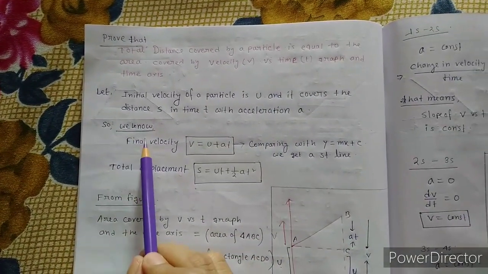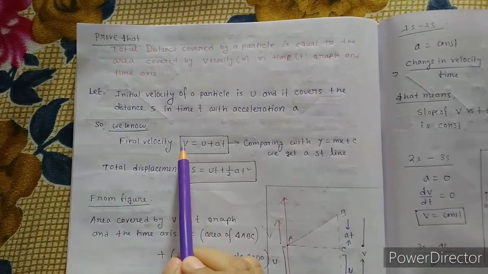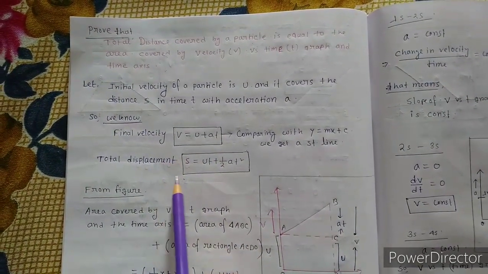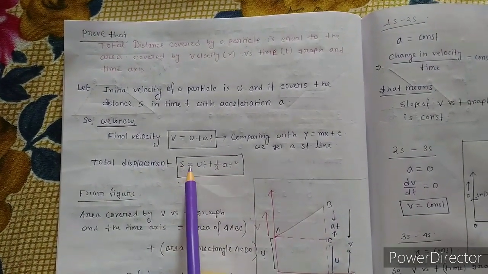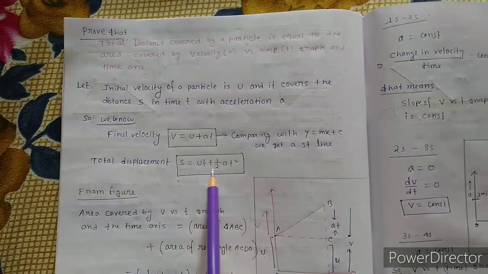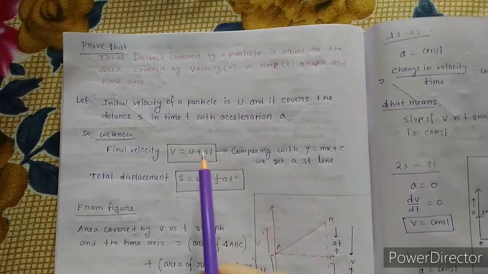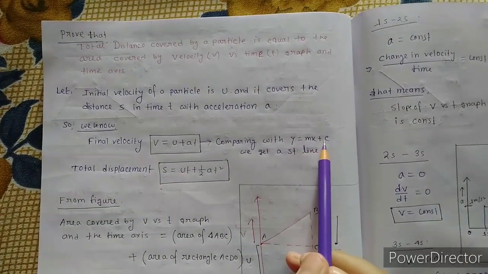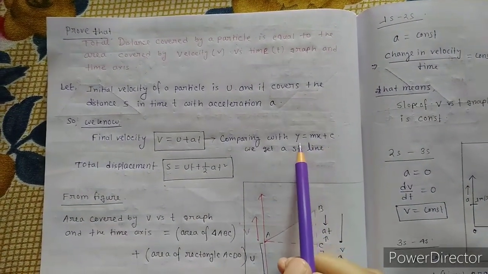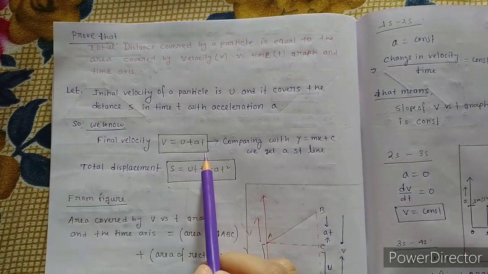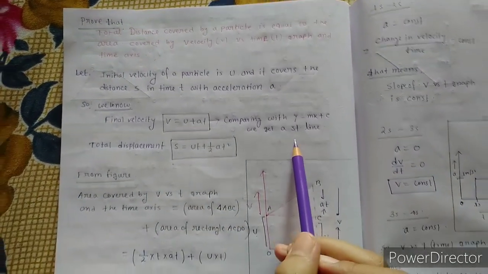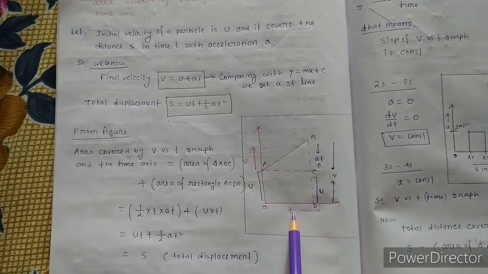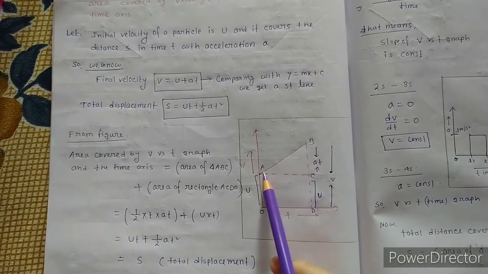So, we know the final velocity of the particle v equals u plus at, and the total distance covered by the particle in time t, s equals ut plus half at square. Now comparing this equation with y equals mx plus c, that is the equation of a straight line, we get the v versus t graph will be a straight line. From the figure we can see the v versus t graph will be the straight line AB.